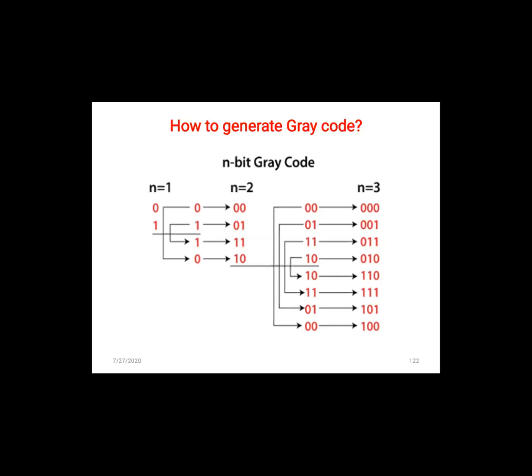Okay. Now similarly you write for n is equal to 3. See how they have written over here 1 0, 1 1, 0 1. ये repeat किया है. Exactly reflection. You can see the reflected point.